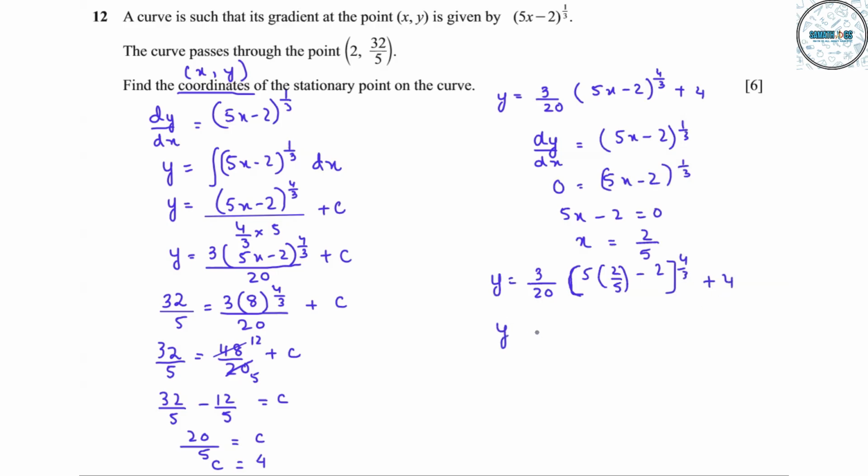So y is equal to 3 upon 20. When we cancel out 5 and 5, 2 minus 2 will be 0. So this whole will become 0 plus 4. So y is equal to 4. The coordinates of the stationary point on the curve are 2 upon 5, 4.